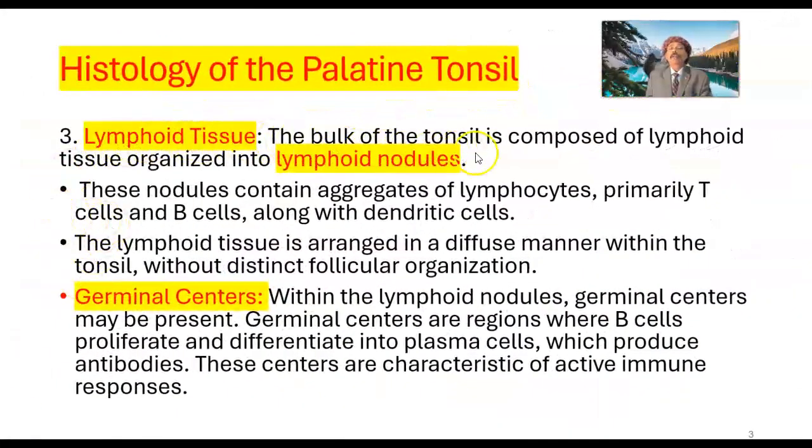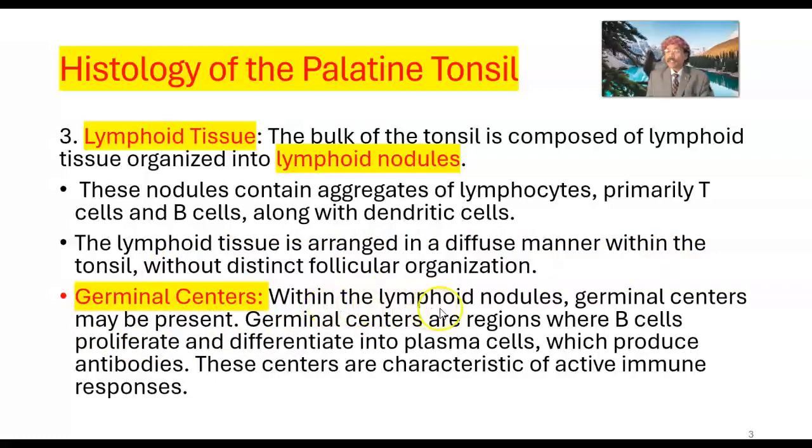Lymphoid tissue. The bulk of the tonsil is composed of lymphoid tissue organized into lymphoid nodules. These nodules contain aggregates of lymphocytes, primarily T cells and B cells, along with dendritic cells. The lymphoid tissue is arranged in a diffuse manner within the tonsil without distinct follicular organization.